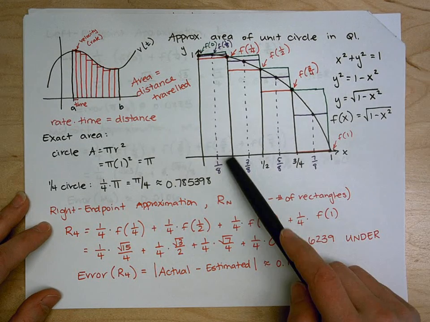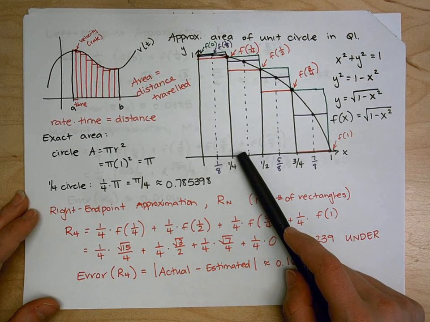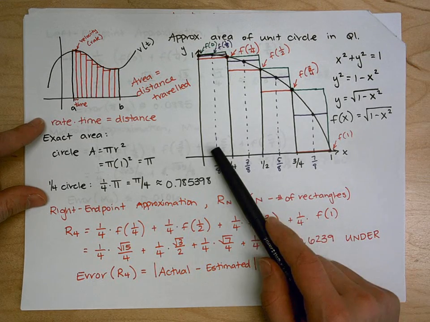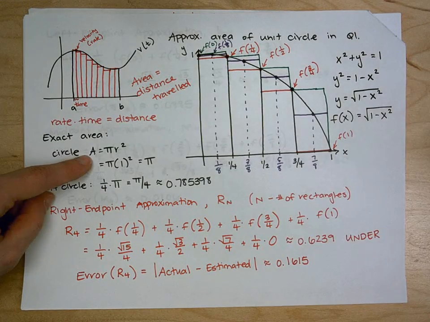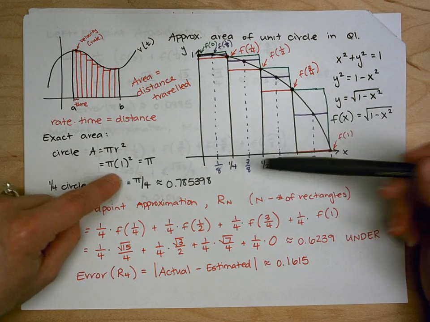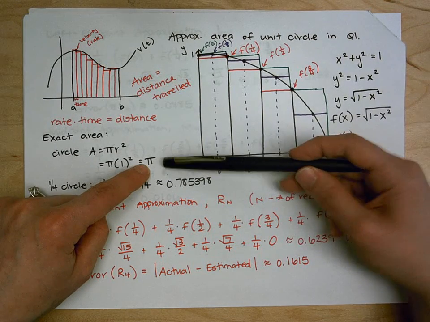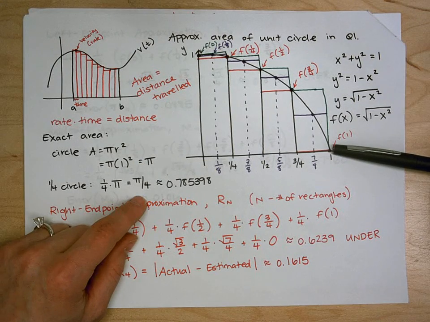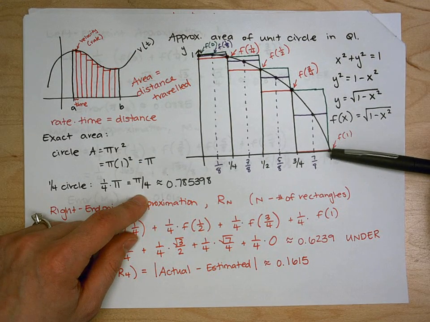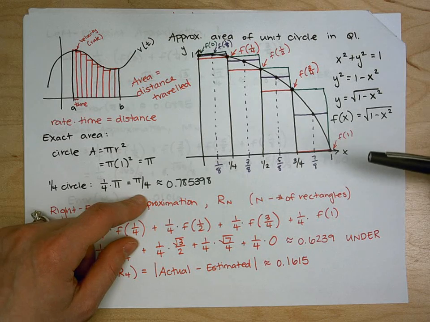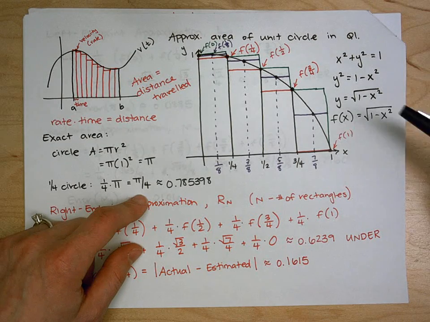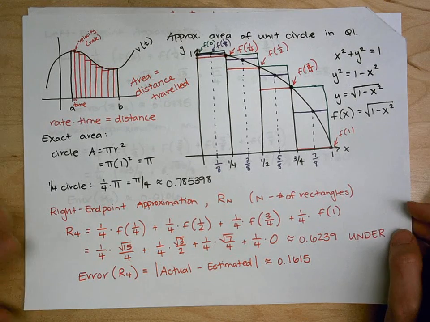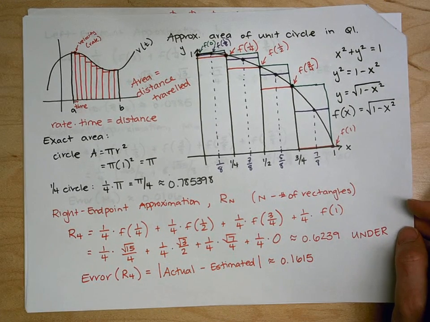And what we did is we used rectangles to approximate the area. Now remember that because of geometry, we know the exact area: the area of a circle is pi r squared, so the area of the entire circle is pi. Since I'm only looking in the first quadrant, I have a quarter of that. So the exact area of the unit circle in the first quadrant is pi over 4.